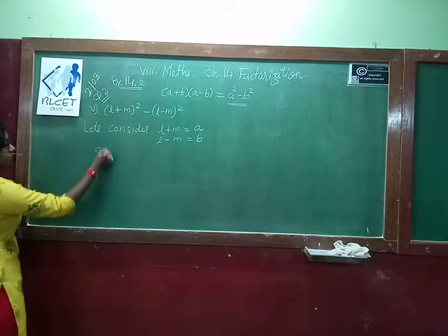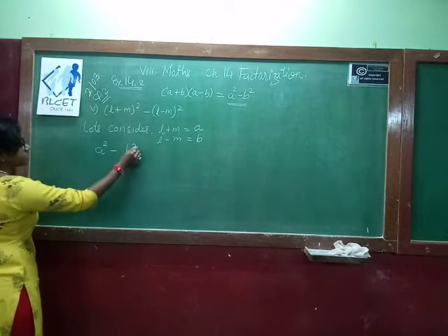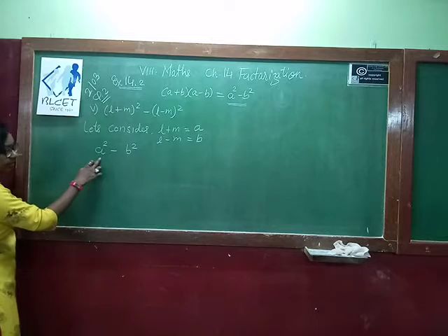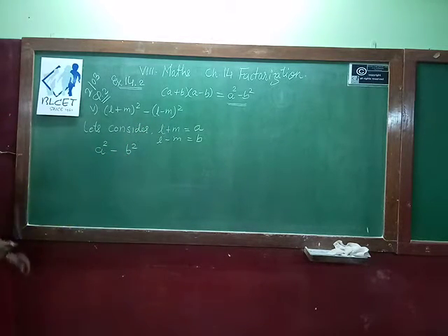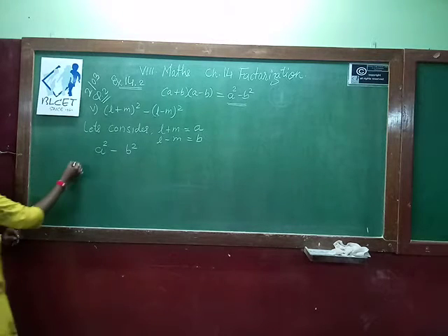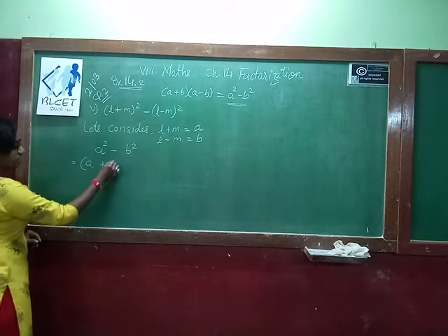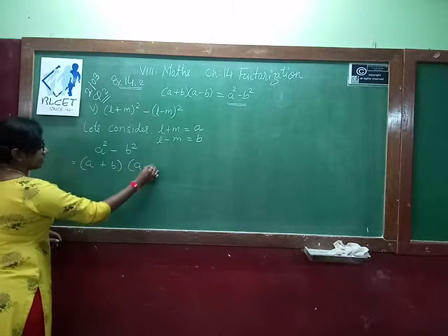So what we are getting now? A square minus b square. In place of l plus m we write a. In place of l minus m we write b. So we are getting the form a square minus b square. So easily we can write (a plus b)(a minus b).